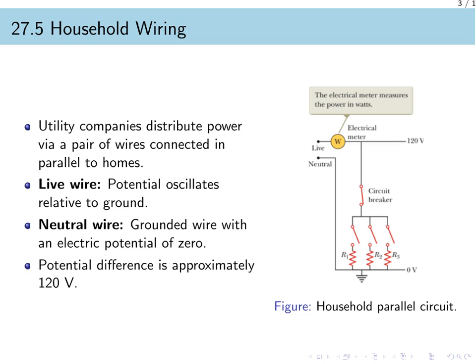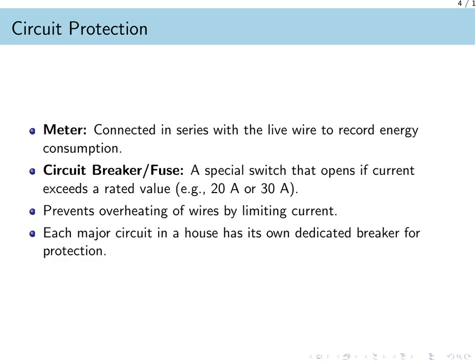As the power enters the home, it passes through an electrical meter that measures the consumed power in watts. The diagram illustrates how the live and neutral wires form a parallel circuit, providing a constant 120 volts to various appliances, represented here by resistors, with a circuit breaker in place for safety. Now let us discuss circuit protection.